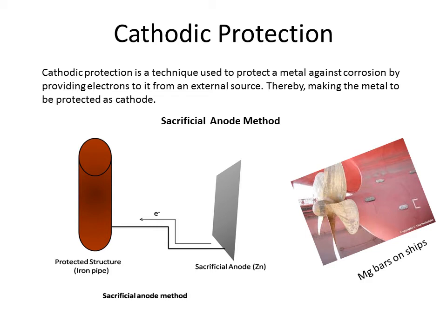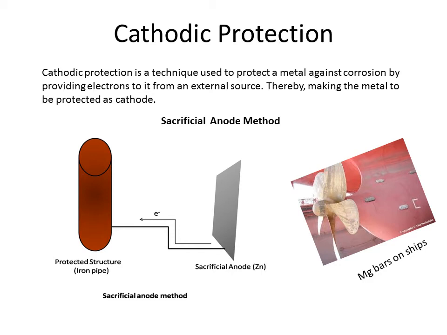The next method of protecting a metal from corrosion is cathodic protection. This is very important as far as prevention of metal corrosion is concerned.